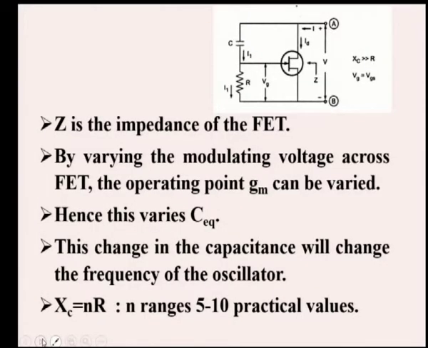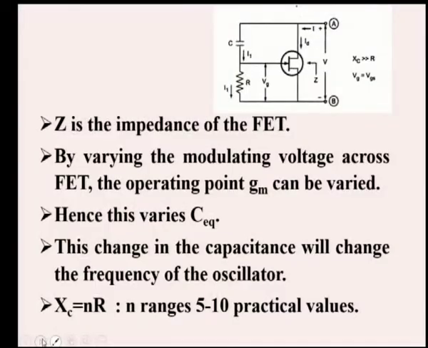Z is the impedance of the FET. By varying the modulating voltage across the FET, the operating point Gm can be varied, that is, we can vary the transconductance Gm. If we vary the Gm, we can vary the C equivalent, which is nothing but the product of Gm, C and R. By varying the applied voltage, we can vary the impedance, that is, the capacitive reactance. Hence, the modulating voltage varies the equivalent capacitance.